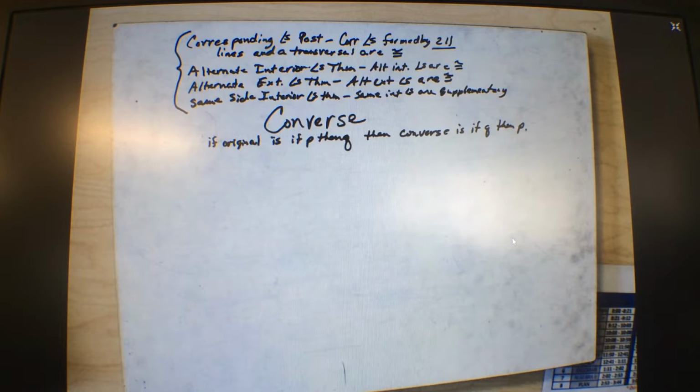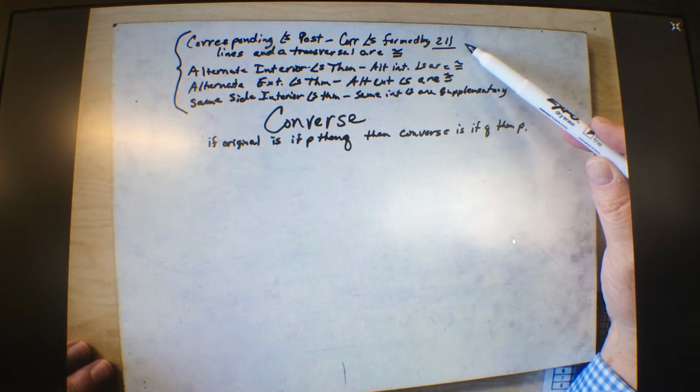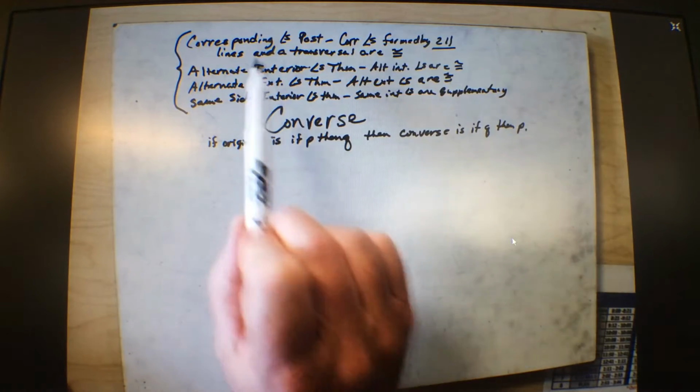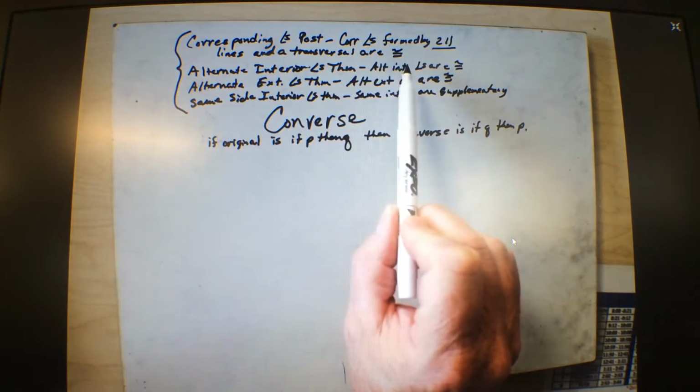Okay, so this is section 2.9, proving lines parallel, in Geometry, page 186. And we just talked about the postulates and theorems we learned the other day. They said corresponding angles formed by two parallel lines and a transversal are congruent.